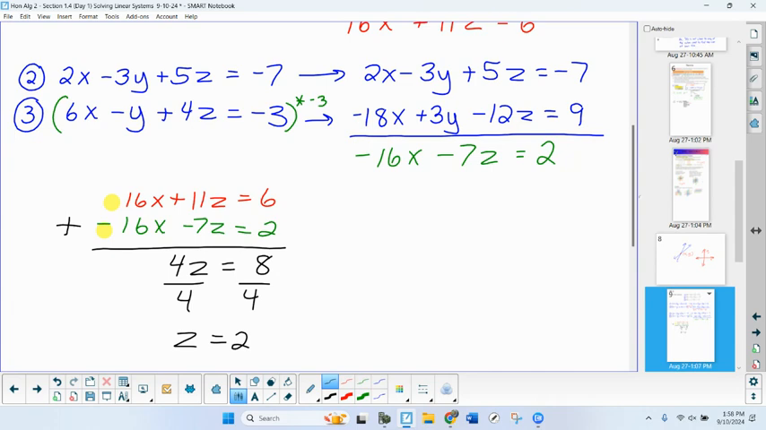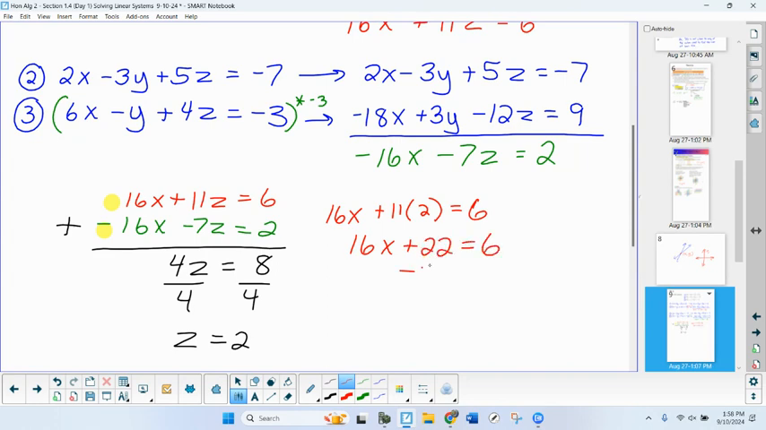Now we're going to plug in 2, and do you want to put it into the red equation or the green equation? It doesn't matter. Red. So we're going to do 16x plus 11 times 2 equals 6. All right. What are you going to do now, Grady? 11 times 2 is 22. Okay, perfect. Now what?